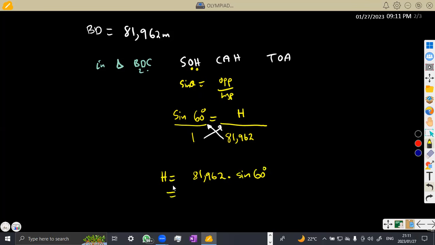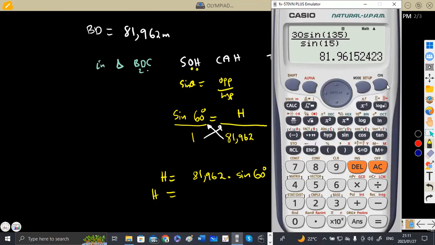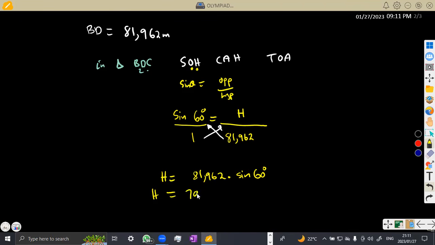Okay, so that's you and your calculator again, guys. So let's see what we have from our calculator. I hope the screen is still the one that has got everything. So we've got 81,962 times the sine of 60 degrees. Okay, so that's sine 60 degrees, which is going to be 70.9811 and so forth. So this one cannot change the other one. So it is going to remain as 70,981 meters. So that was h, which is the height that you are given in this case.